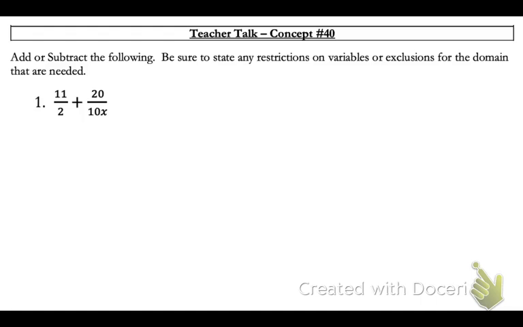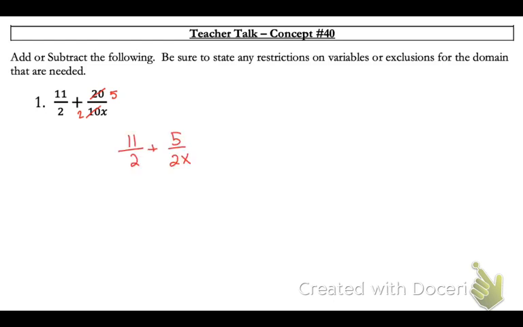So instead of taking 20 and dividing by 10, I'm going to figure out what I need to divide 10 by to have 2 as my remainder. So I need to divide by 5. If I divide the top and bottom by 5, I end up with 5 over 2x.